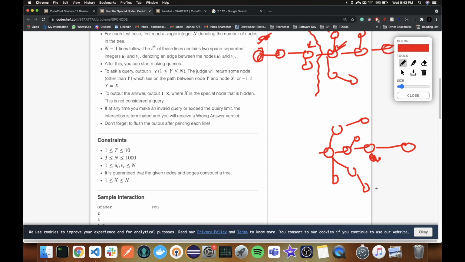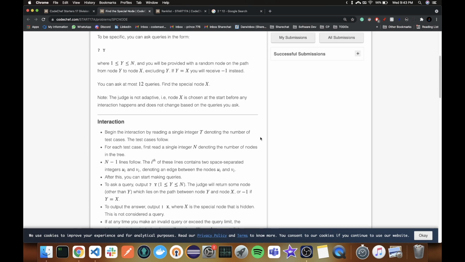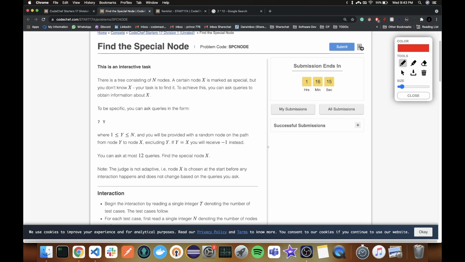I can find the diameter again. So this is the diameter. And then I can ask here. Let's say I ask here and it says this. Then, now what is the proof that it will do it in 12 queries? So in every query, it is removing at least diameter by 2 nodes.